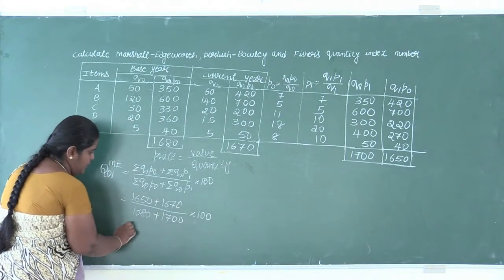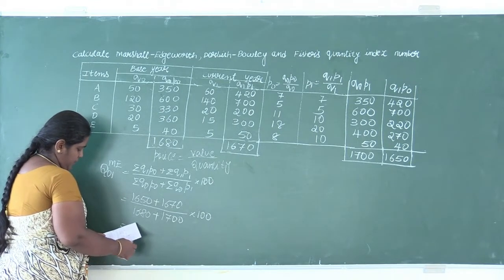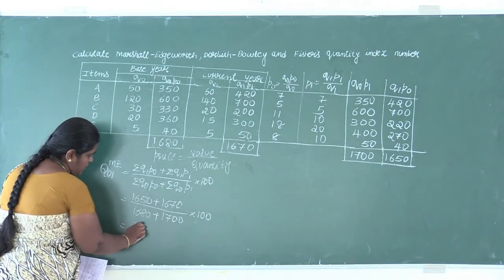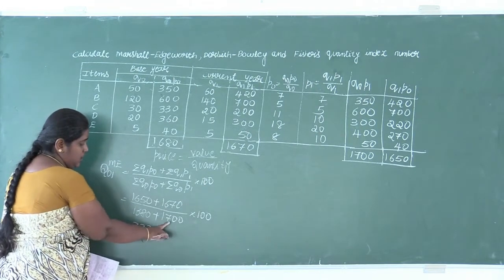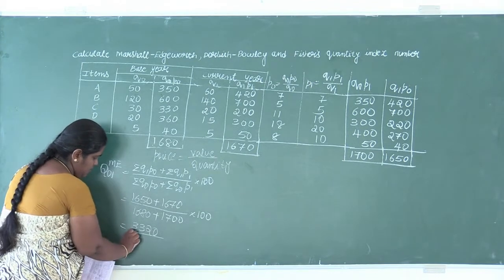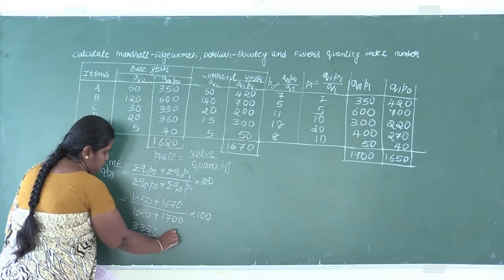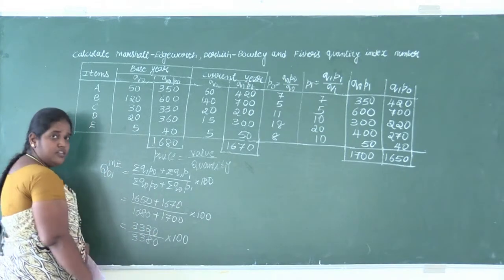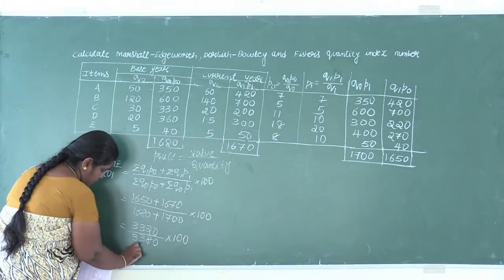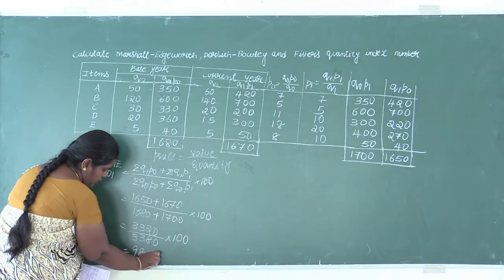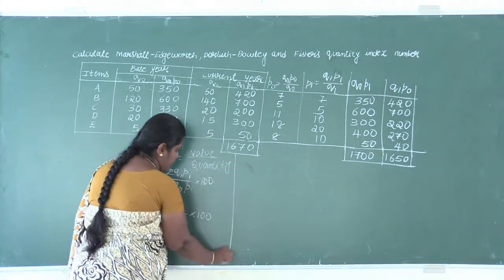Now add the numerator, add the denominator, so that is 1650 plus 1670, it is 3320, then 1680 plus 1700, 3380, into 100. Divide and multiply with 100. We'll get the value 98.22. So this is the Marshall-Edgeworth quantity index number.